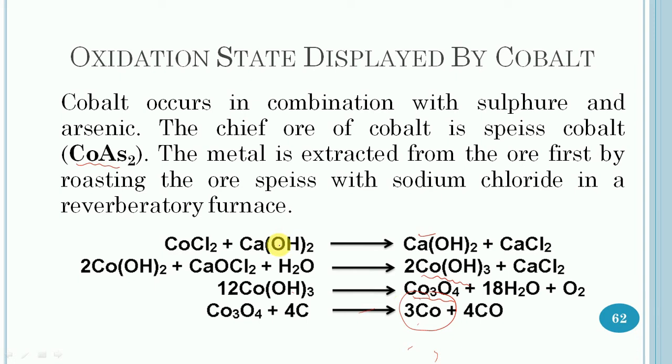In this case, traces of nickel in the ore can be removed as volatile nickel tetracarbonyl by reacting the nickel metal with carbon monoxide at 50 degrees Celsius.